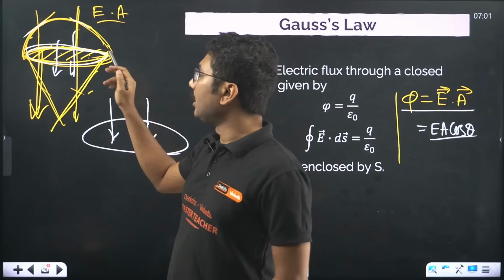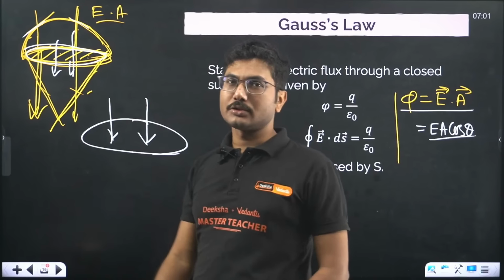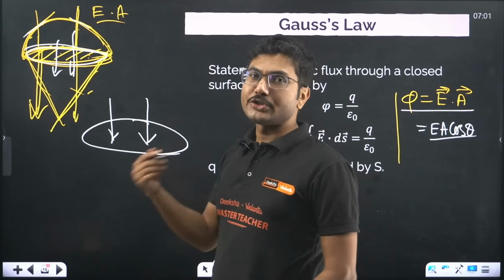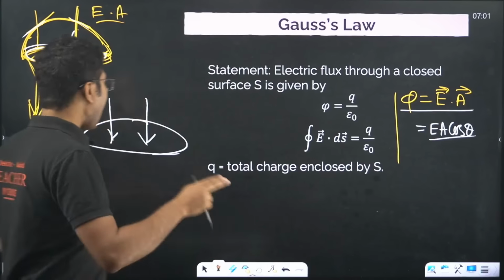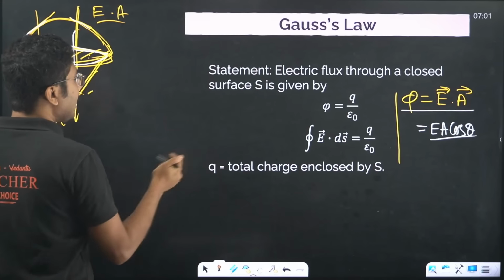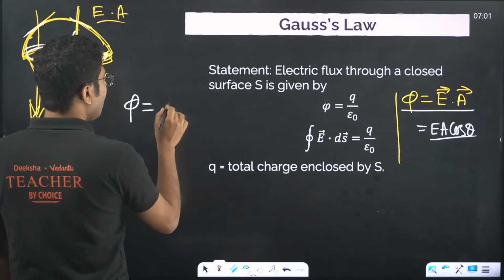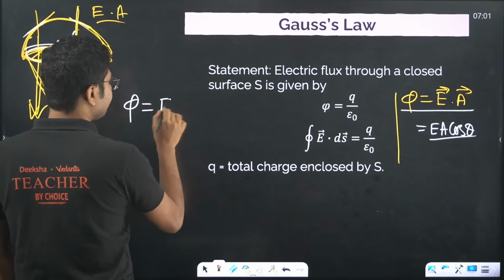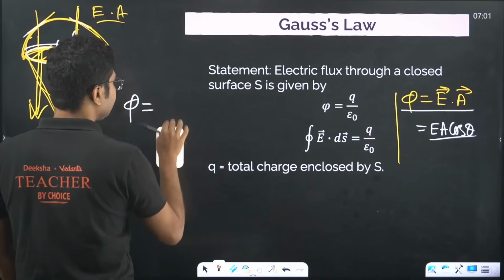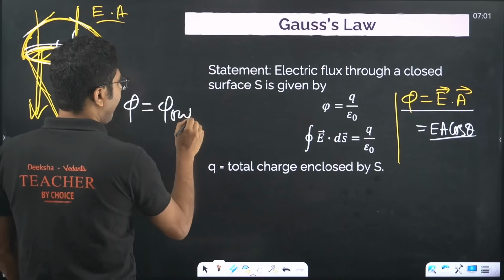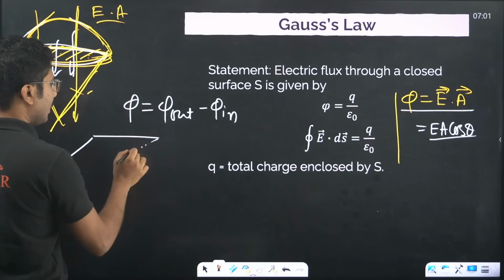So you just apply the knowledge that whatever the incoming flux is, the same is the outgoing flux through a surface, if there is no charge present inside the surface. And if there is a charge present, then you have to use this formula. So remember that phi equals outgoing flux minus incoming flux.